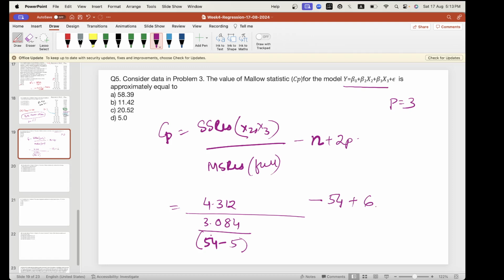Alright, so then if we calculate this, how much do we get? 4.312 into 49 divided by 3.084, minus 54 plus 6. So this is close to 20.511. So this would be this thing, 20.52.